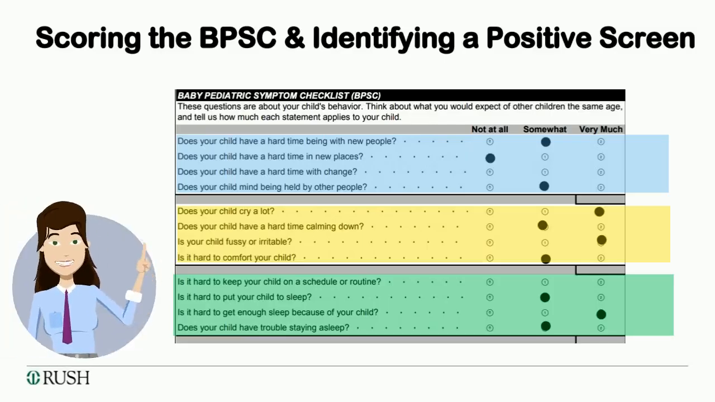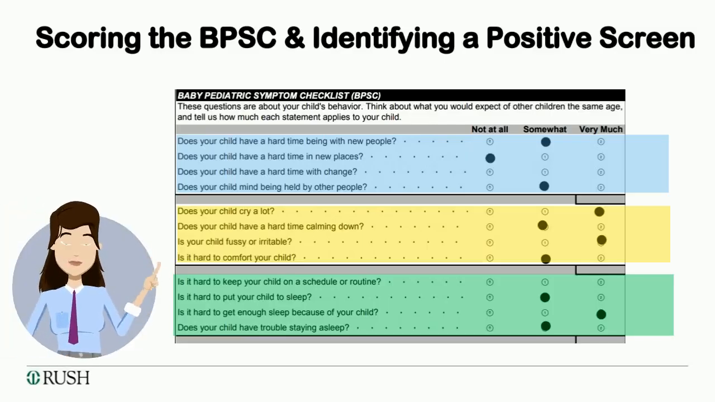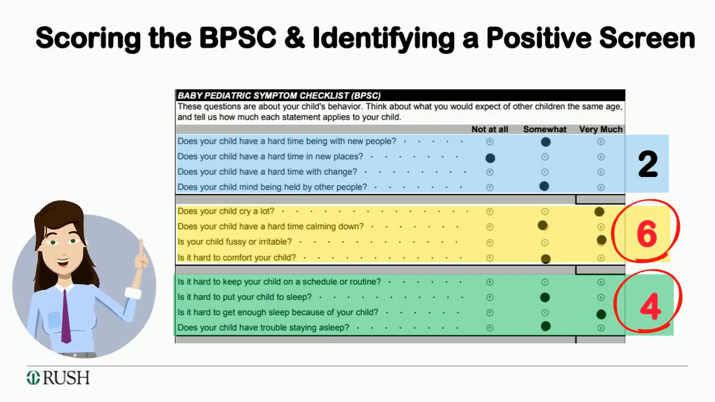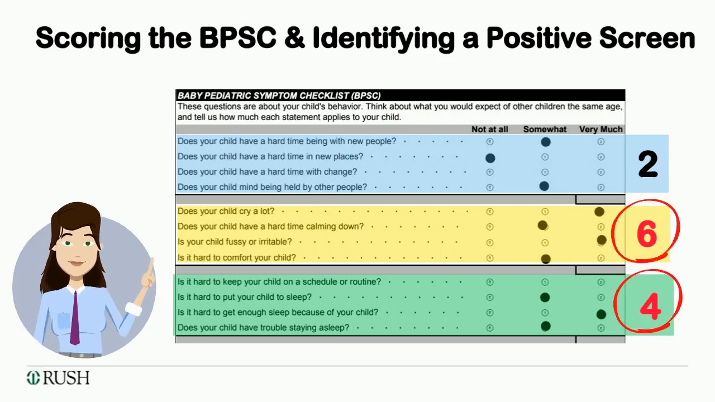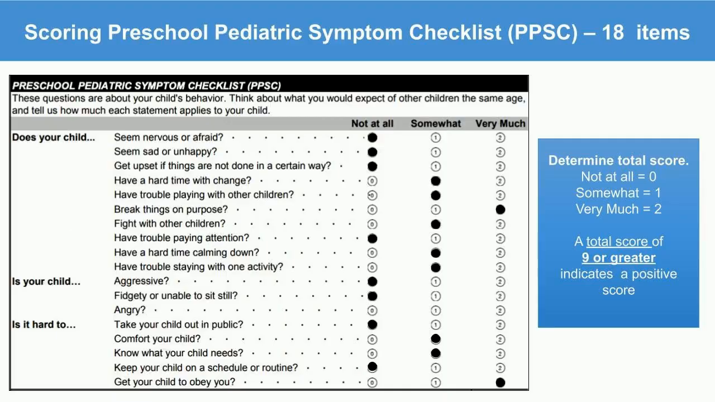If we were to score this example, the child would receive a score of 2 for the first subscale, 6 for the second subscale, and 4 for the final subscale. Since the child received a score of 3 or more in the second and third subscales, this would indicate a positive screen.